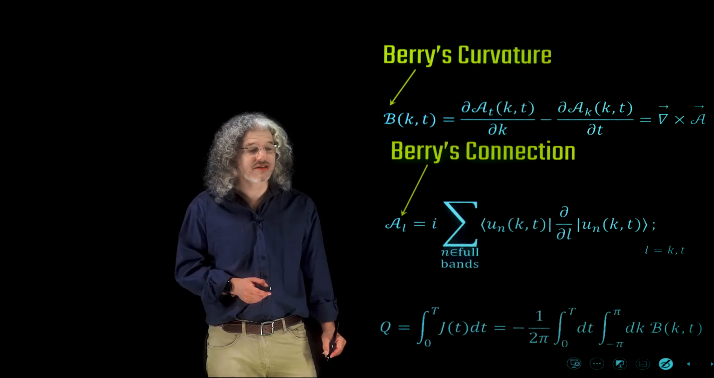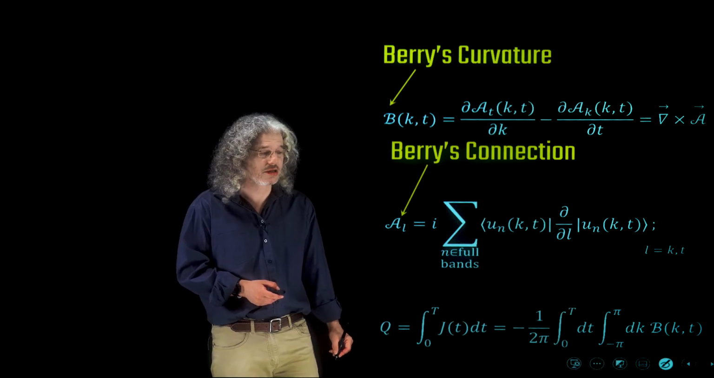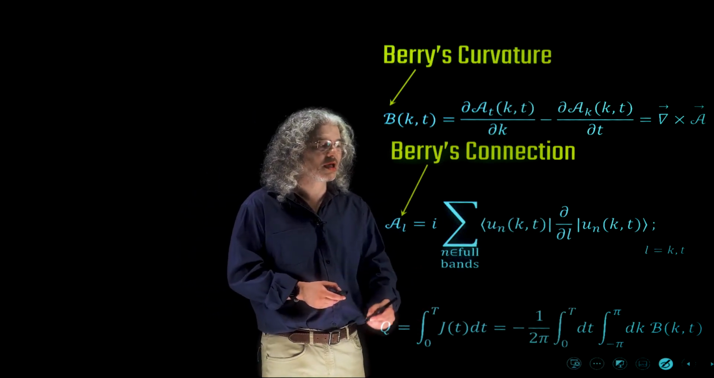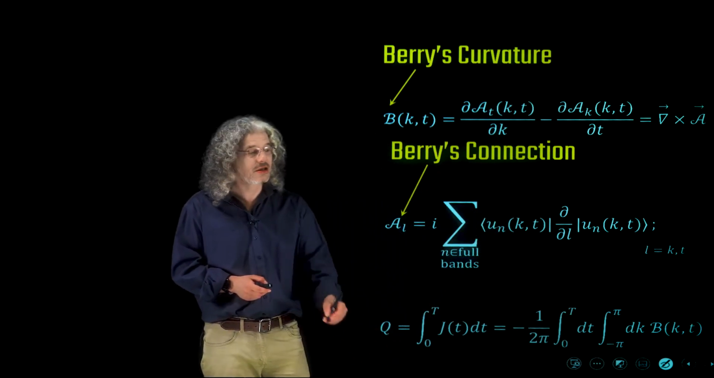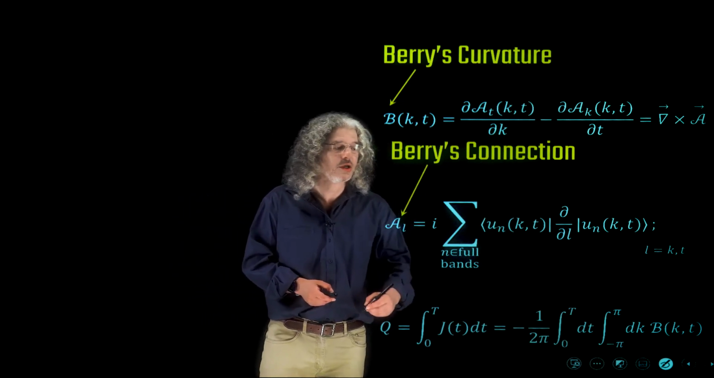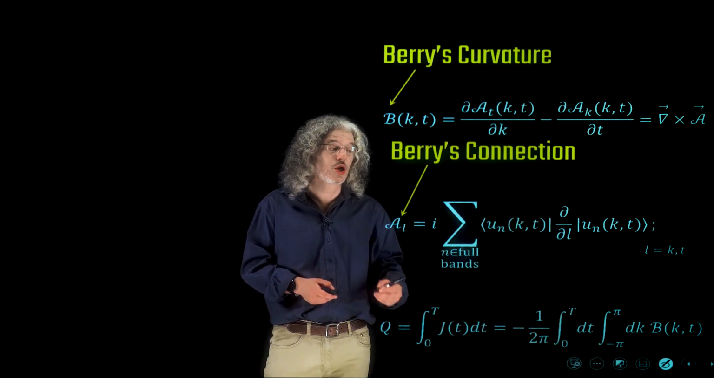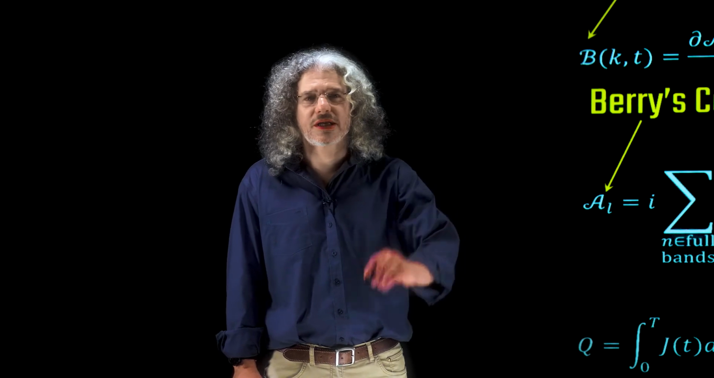So now we have an expression for the pumped charge. Q is the integral from 0 to T of j_t dt, given by this integral over time and over momentum of the Berry curvature B(k,t). This will be our starting point of the next video, in which we analyze this expression to show that it's a quantized pump. So see you in the next video.